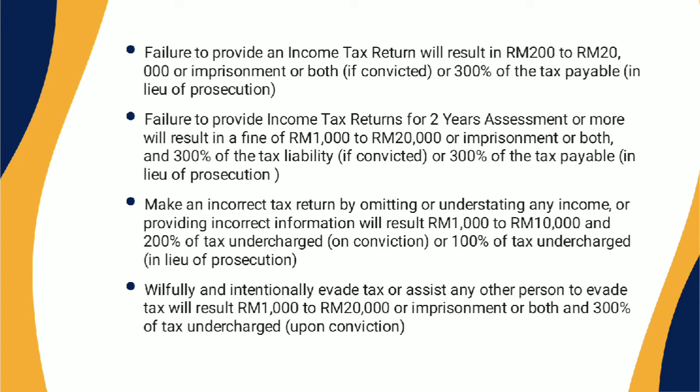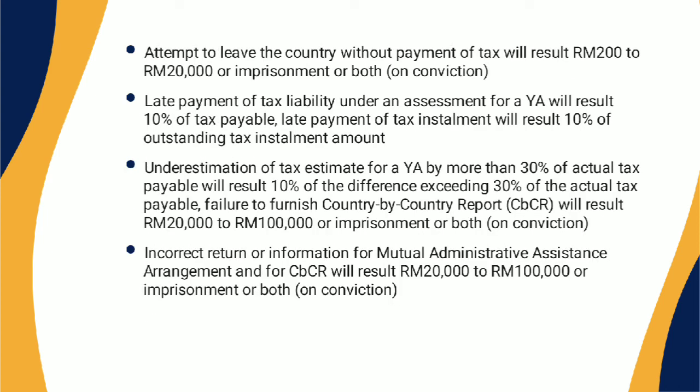Fourth, willfully and intentionally evading tax or assisting any other person to evade tax will result in 1,000 ringgit to 20,000 ringgit or imprisonment or both and 300% of tax undercharge. Fifth, the attempt to leave the country without payment of tax will result in 200 ringgit to 20,000 ringgit or imprisonment or both on conviction.